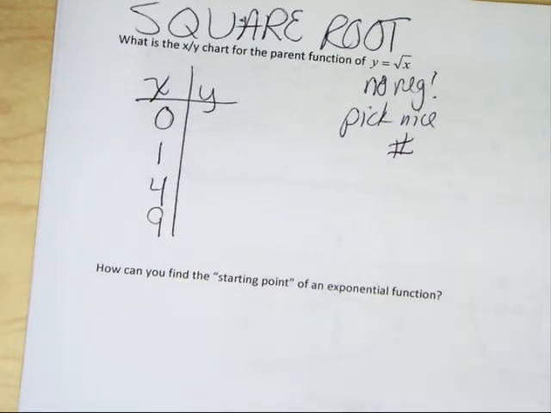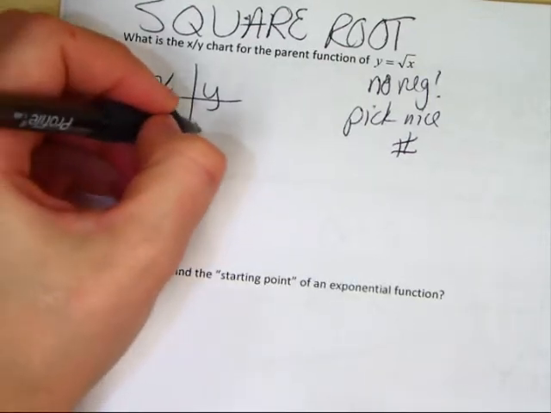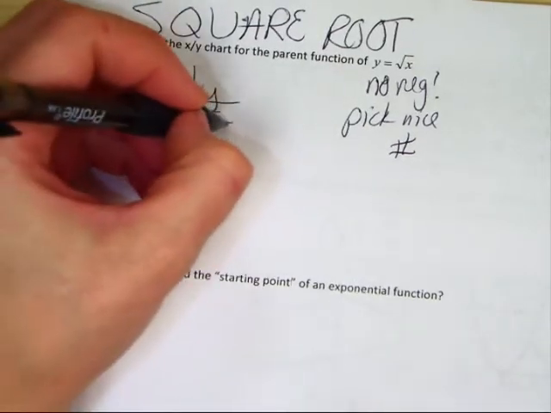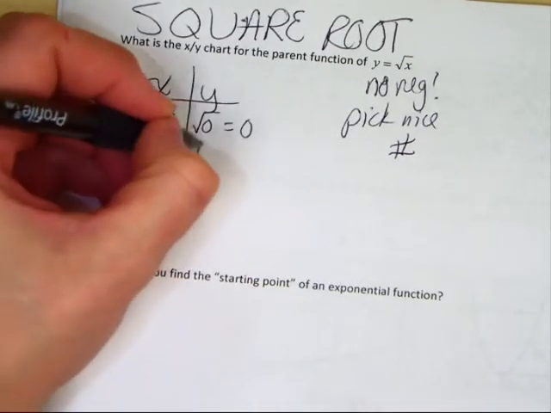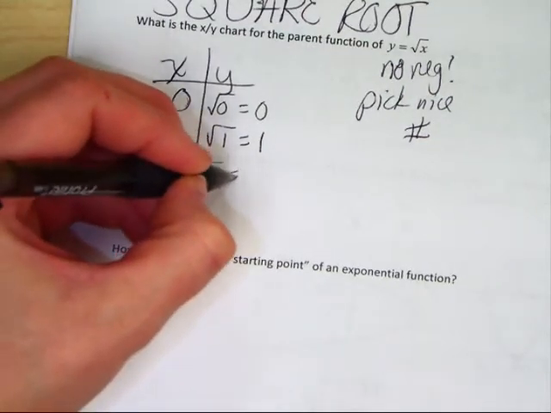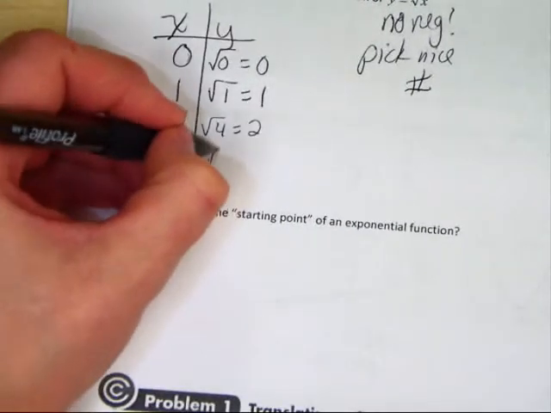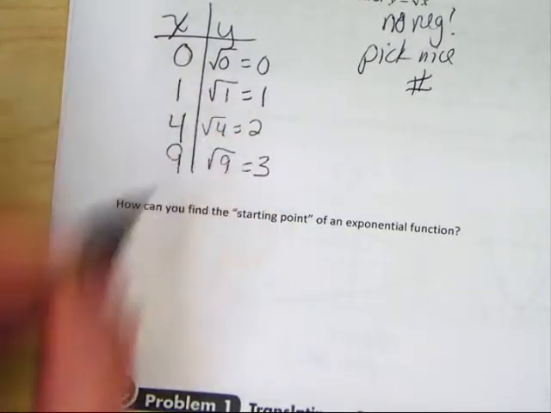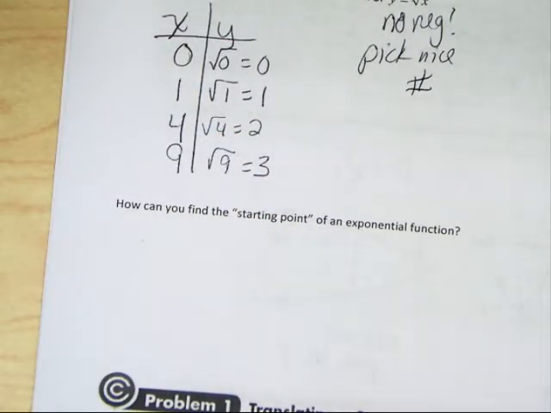Now why would I pick those? Because I can do the square root of each one of those. The square root of 0 is 0. The square root of 1 is 1. The square root of 4 is 2. And the square root of 9 is 3. So that is what I would always use for your parent function xy chart.